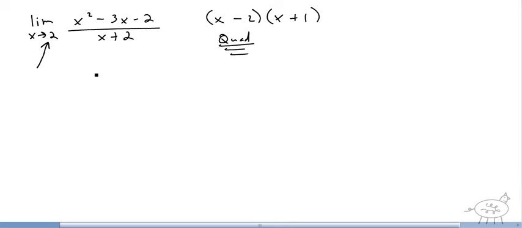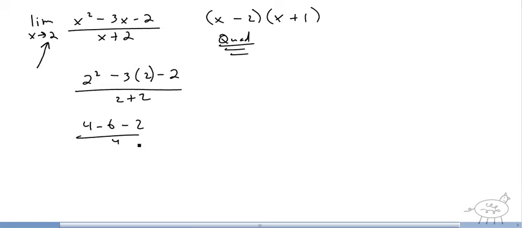So this limit is just saying 2 squared minus 3 times 2 minus 2 over 2 plus 2. So you get 4 minus 6 minus 2 over 4, or 4 minus 6, negative 2, negative 4 over 4. The answer is negative 1 for that problem. So that's actually easy, but be careful that if you can do direct substitution, do it. If you can't, then you need to manipulate things in order to allow you to substitute something in. So that's what that limit is. Okay, so I have one more example to do with you guys.